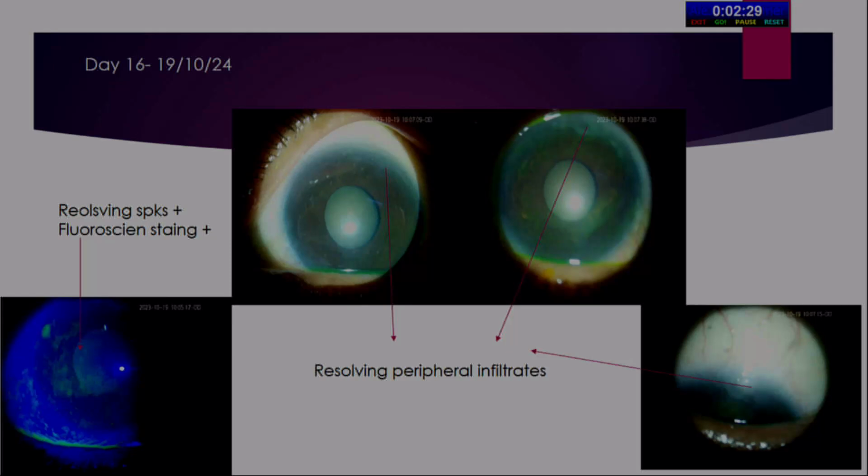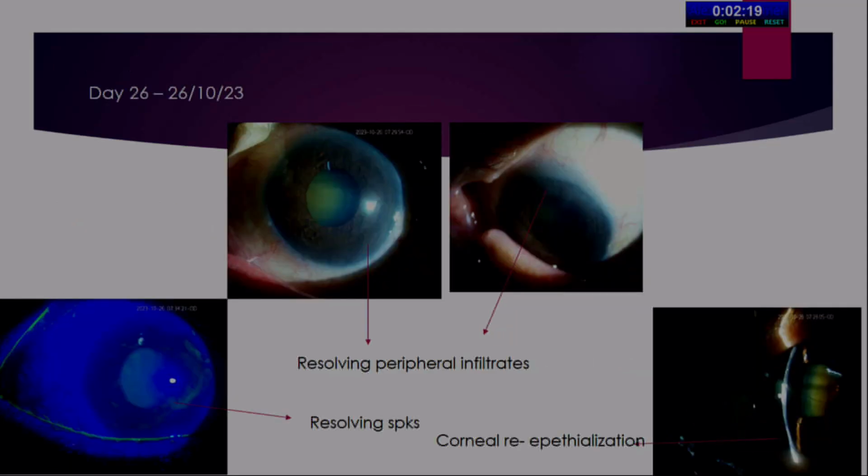On day 16, again we could see fluorescein staining positive and resolving SPKs, and resolving peripheral infiltrates were seen. As we can see, the cornea is clear now. On day 26, the resolving peripheral infiltrates were seen, and there was also corneal reepithelialization in the area where the corneal thinning was noted.